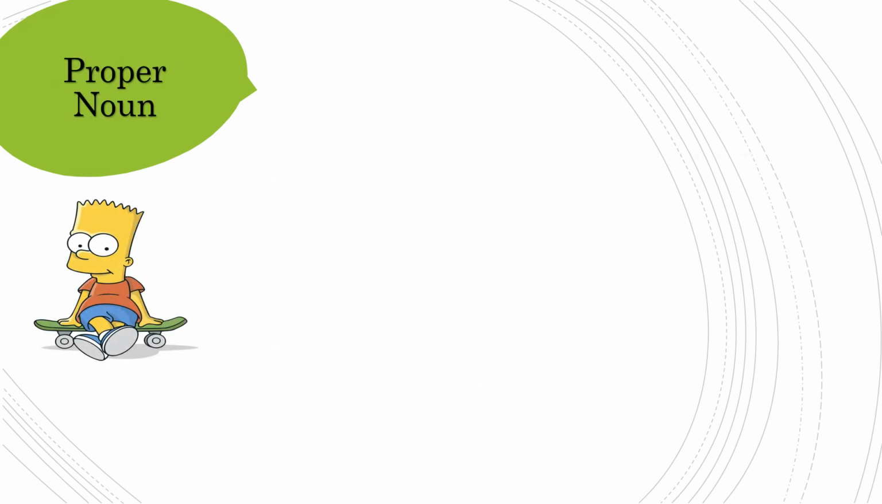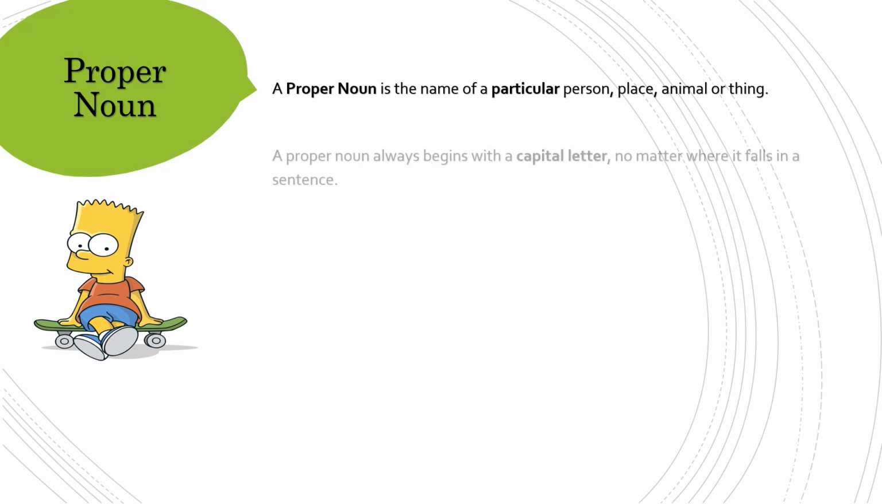Proper noun. A proper noun is the name of a particular person, place, animal, or thing. A proper noun always begins with a capital letter, no matter where it falls in a sentence.